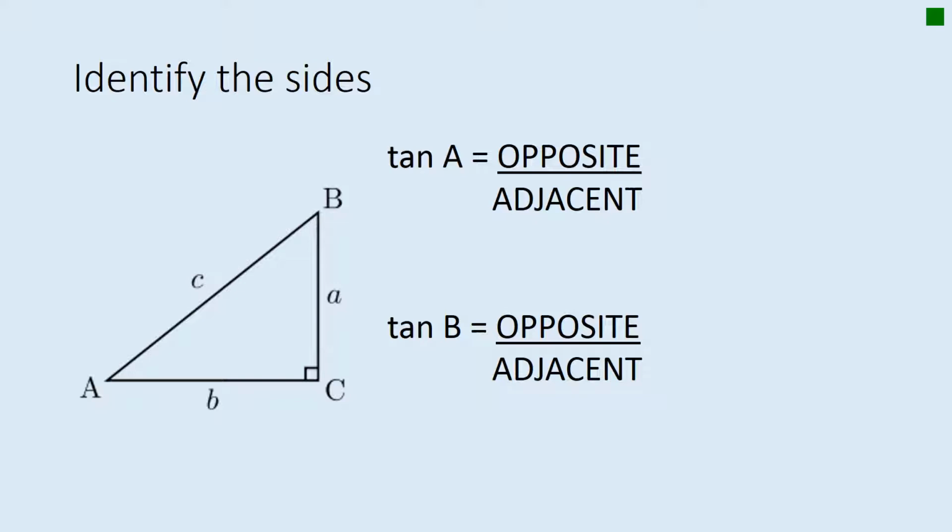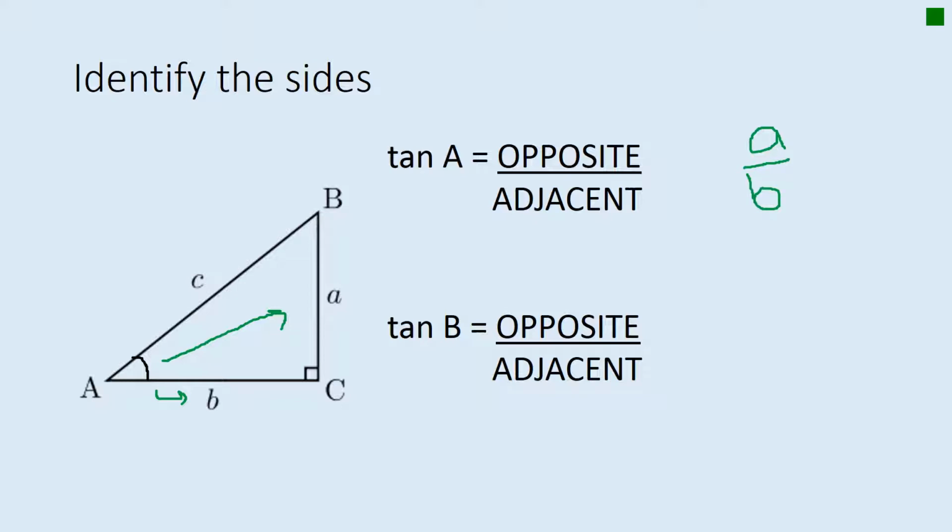Okay, so since tan is the opposite over adjacent, those sides change depending on what angle you're talking about. So tan A is angle A, right here, okay? So the opposite side in this case would be A, and the next to adjacent side is going to be B. Okay, so that's just going to be A over B.